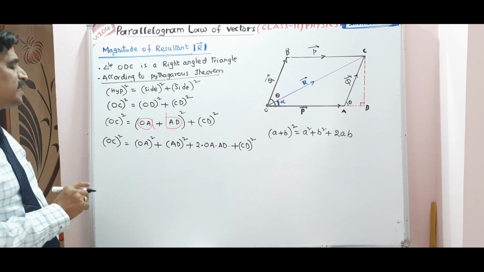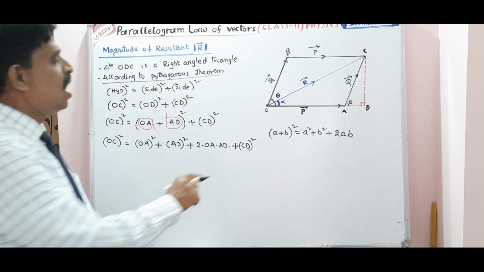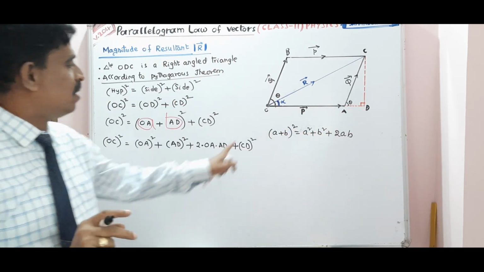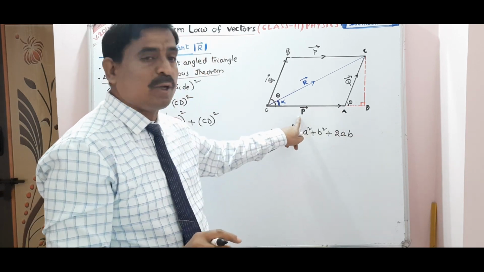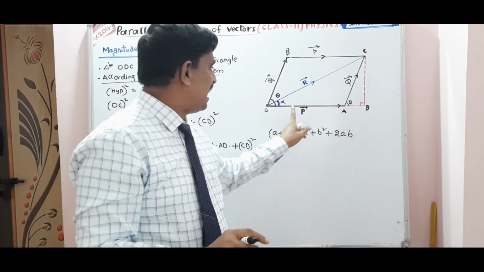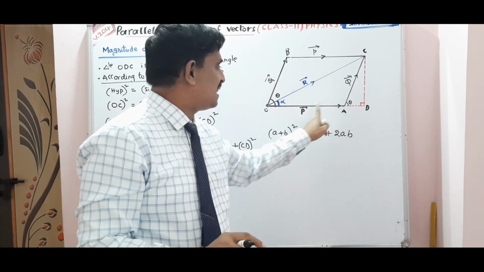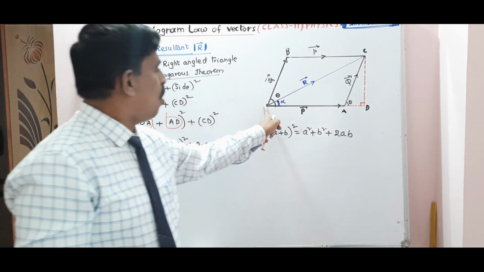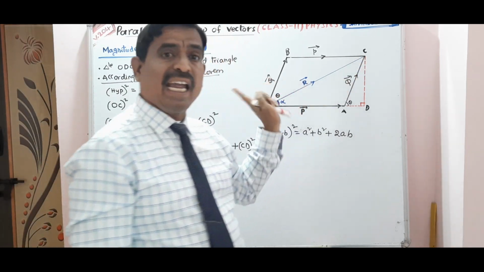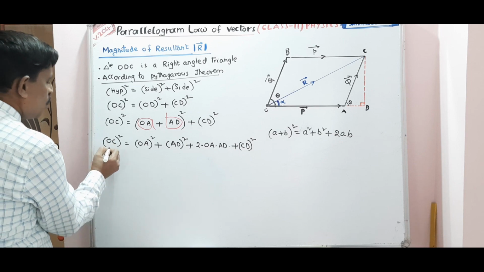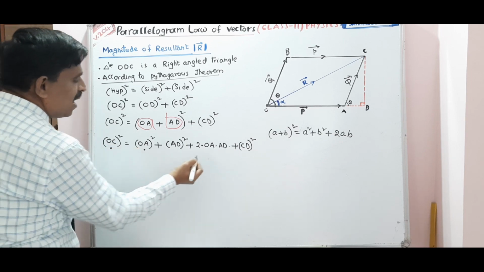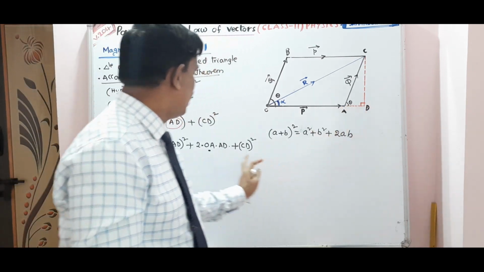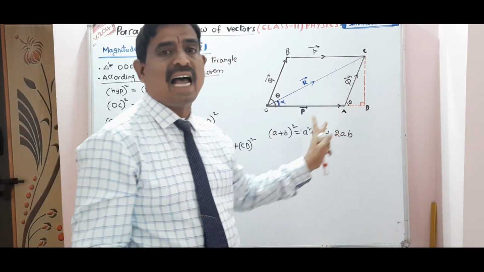Now all the members please listen. OA is equal to P in magnitude. We know OA. OC is equal to R in magnitude. You know OC, you know OA. AD I don't know, CD I don't know. Yes, I have to find.